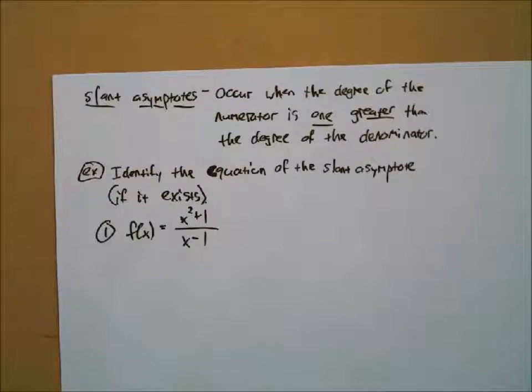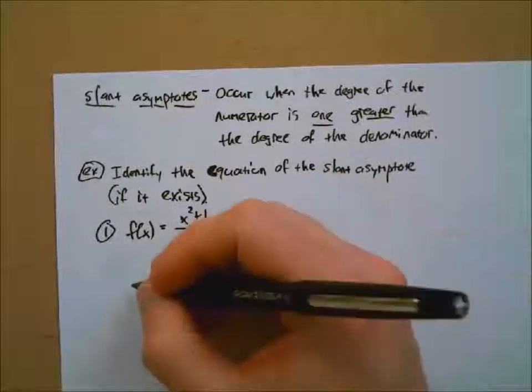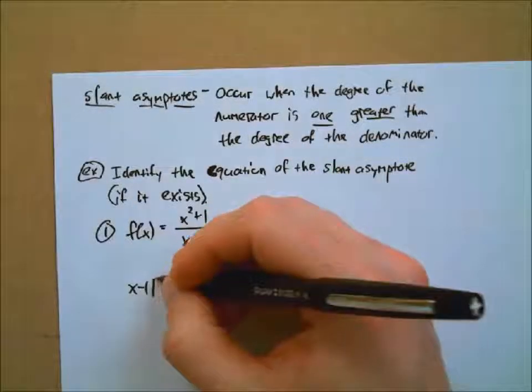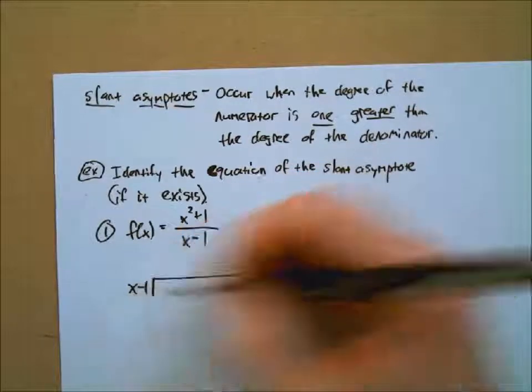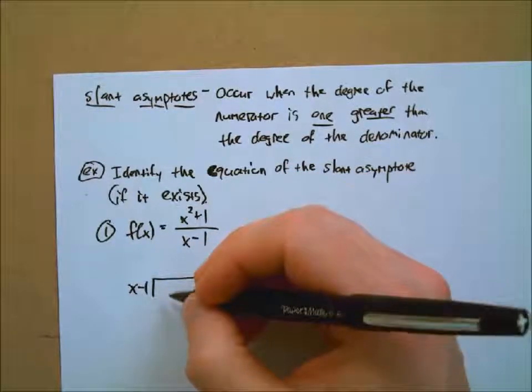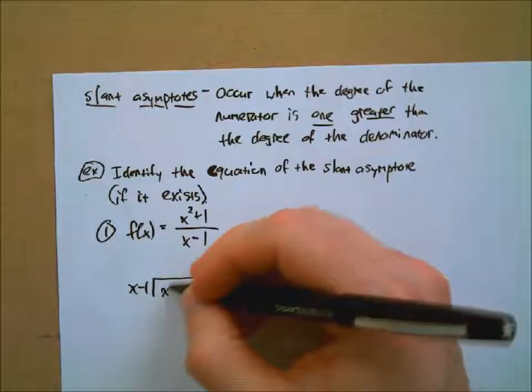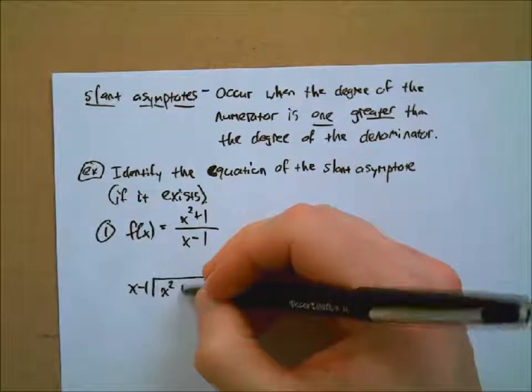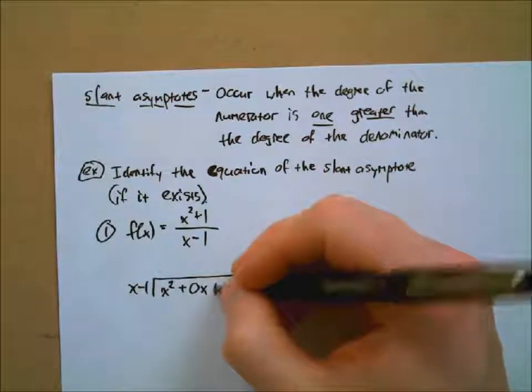Will we have a slant asymptote here? Yes, the degree of the numerator is exactly 1 more than the degree of the denominator. To find that slant asymptote, we're going to do long division. So x minus 1 goes outside my little division symbol, and then what's going to go inside the symbol? x squared plus 0x, very good, plus 1. Don't forget those placeholders.